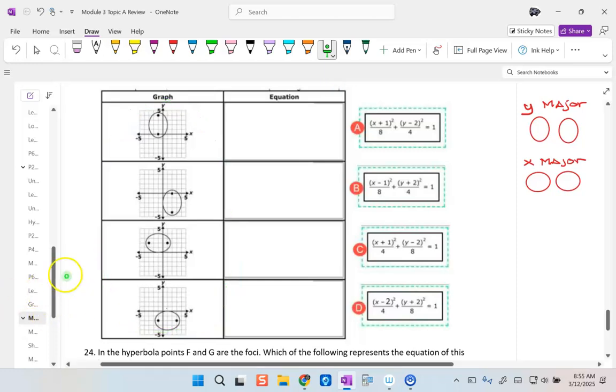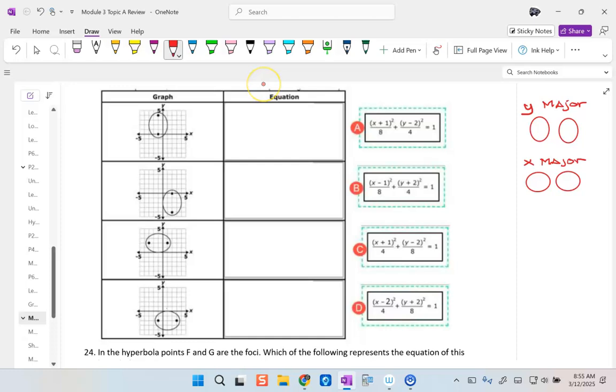All right, so what you want to do here is figure out what's the orientation of these. Which one of these axes is the x, or is the major? So you look for the larger denominator. Okay, that's 8. So this tells me it's under the x. So in this equation, the x is the major.